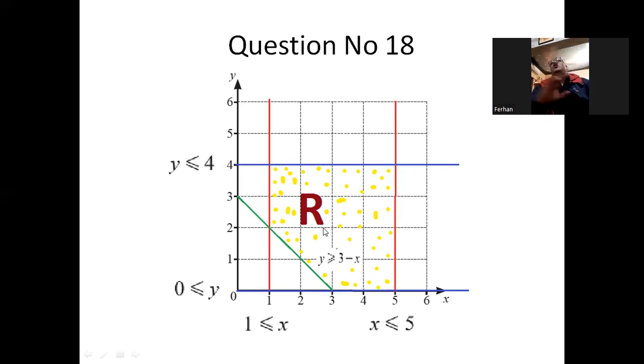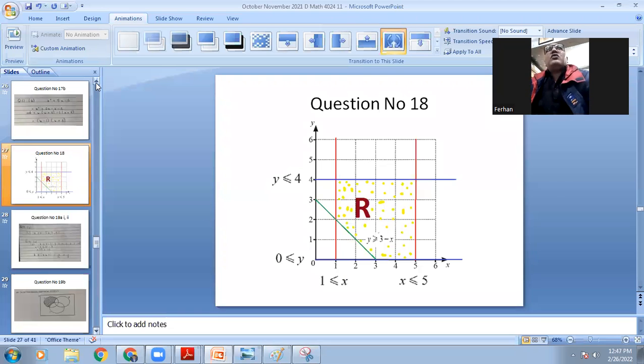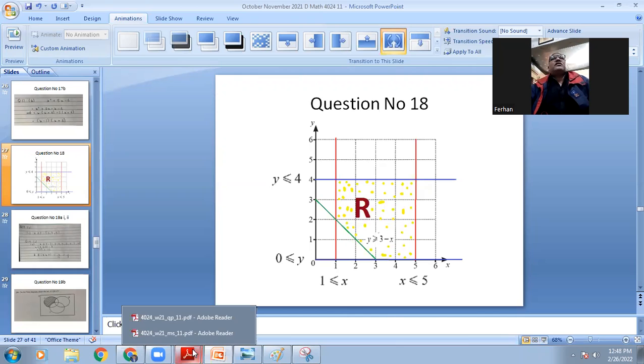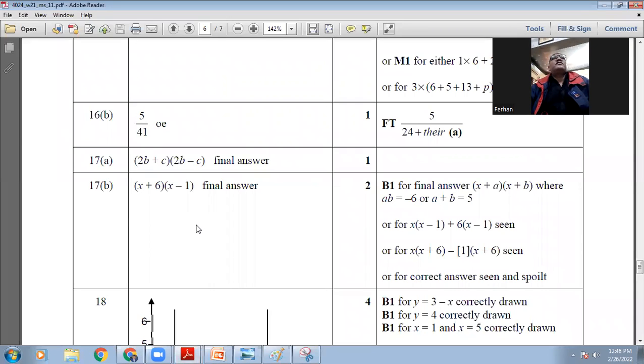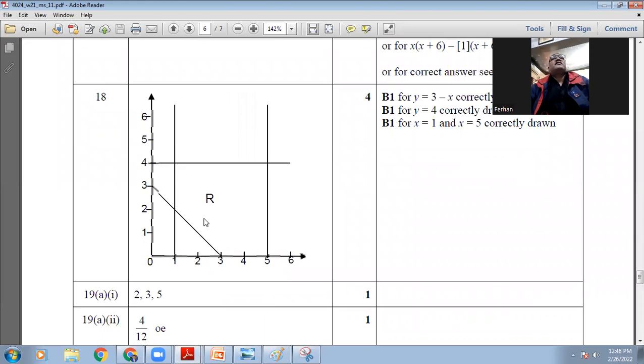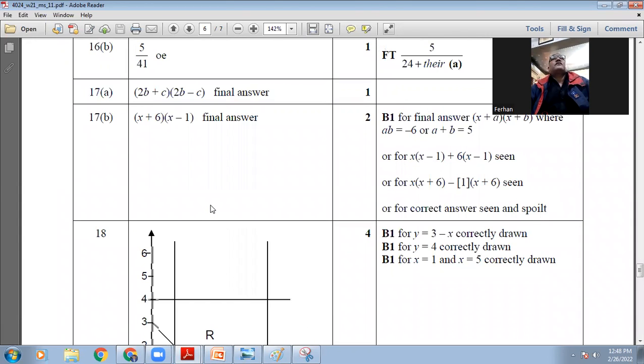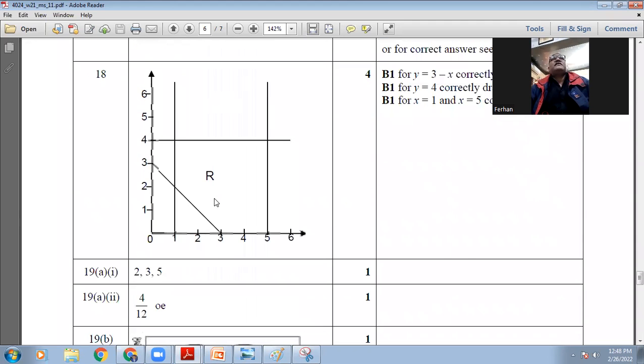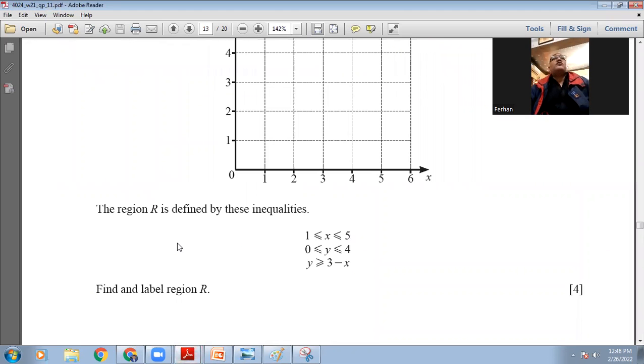So this is how you will do this question. I hope that you have understood this question. Here we go, let's have a look at the answer space. This was the answer for question number 17, and this is the answer for question number 18. So now move to the next question.